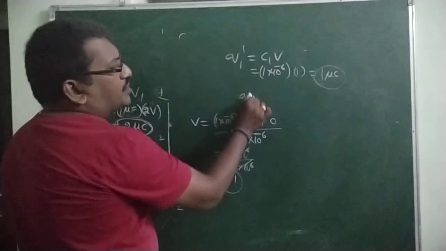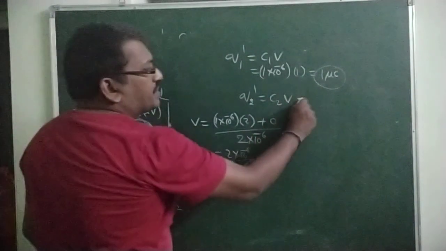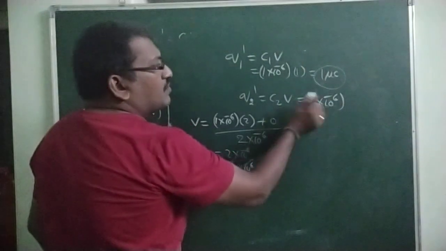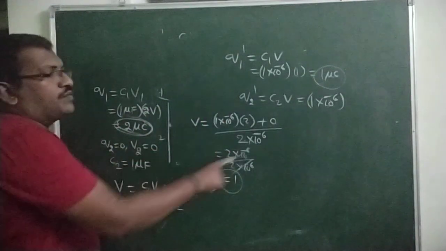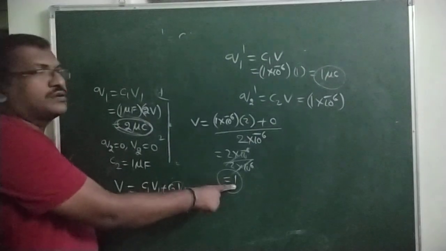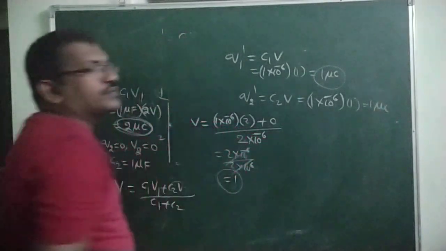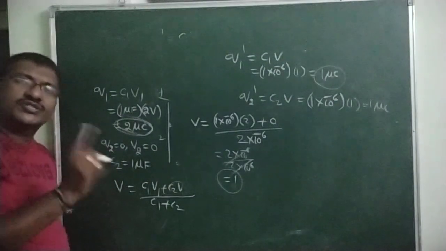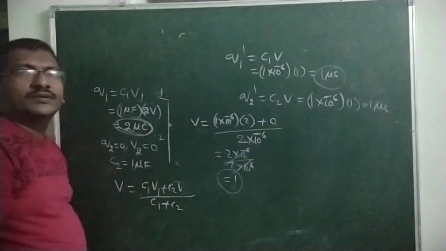By using the formula, Q2 dash is equal to C2 V. C2 is 1 microfarad, so 1 into 10 power minus 6. What is V? The common potential. Before connection there was no potential, that is 0. After connection both have the same potential, the common potential, and that value you got here is 1. Substituting 1, you get 1 microcoulomb. That means in this case the charge flows from the charged capacitor to the uncharged capacitor, and that value is 1 microcoulomb.